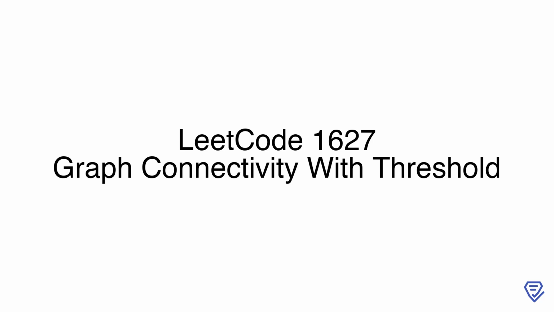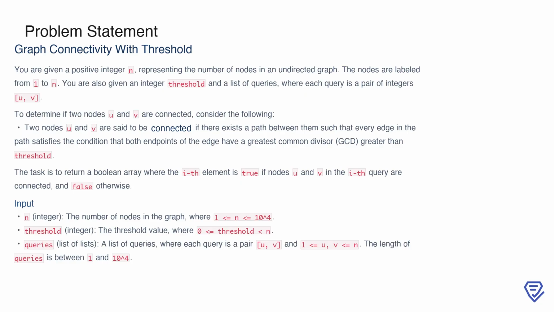Let's dive in. In this problem, we're working with an undirected graph that has n nodes, labeled from 1 to n. You are given a threshold value and a set of queries. Each query asks whether two specific nodes in the graph are connected.